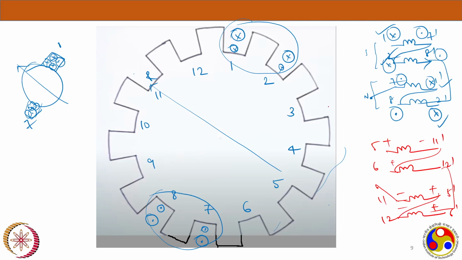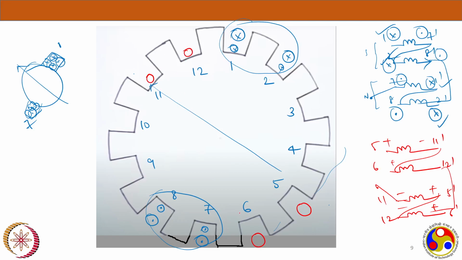Now let's see. 5 and 6 are here. At the bottom you can see the 5 and 6 slots. I am placing one slot here, a bigger one, and the return I am placing in the 11 dash. I'm drawing the 11 dash as a smaller one because it's a double layer winding, just to differentiate it. Now the next slot immediately I will start in the sixth slot. The return will be in the 12 dash.